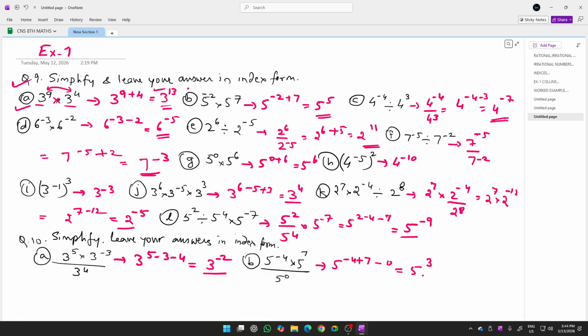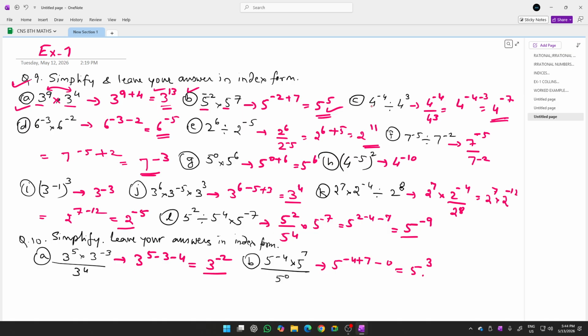Same way, B is 5 raised to minus 2 times 5 raised to 7. Again, the bases are the same and it's a product of these two index form numbers. So what you'll have to do is write a 5 and then minus 2 plus 7. So minus 2 plus 7 will be nothing but 5. So the ultimate answer will be 5 raised to 5.